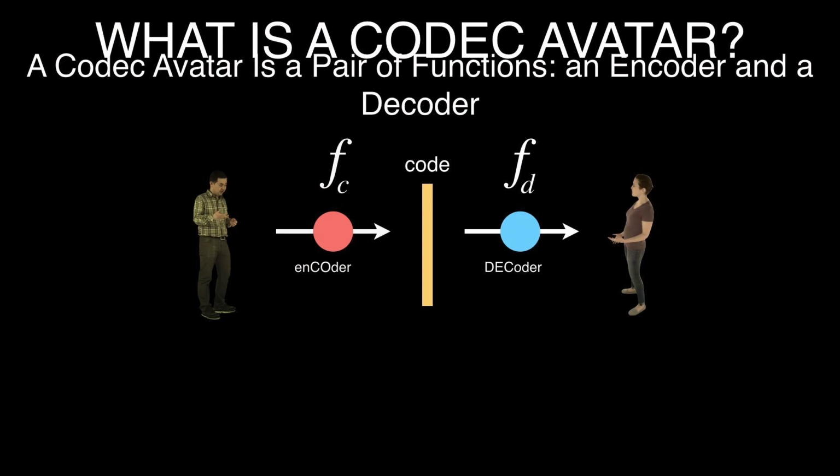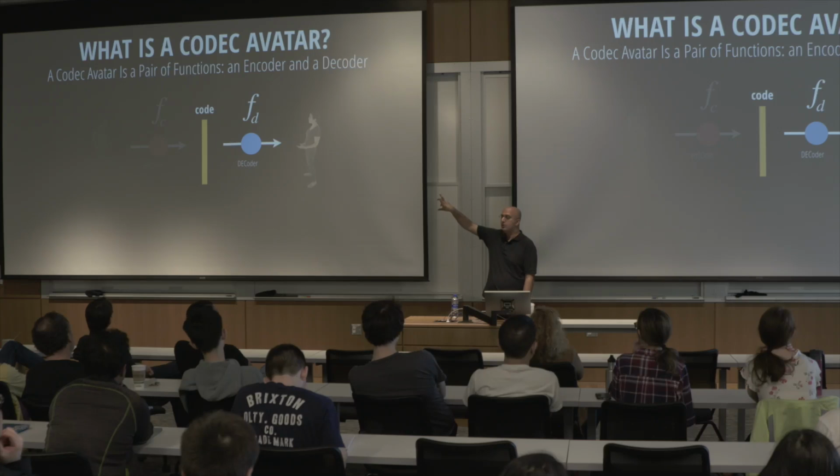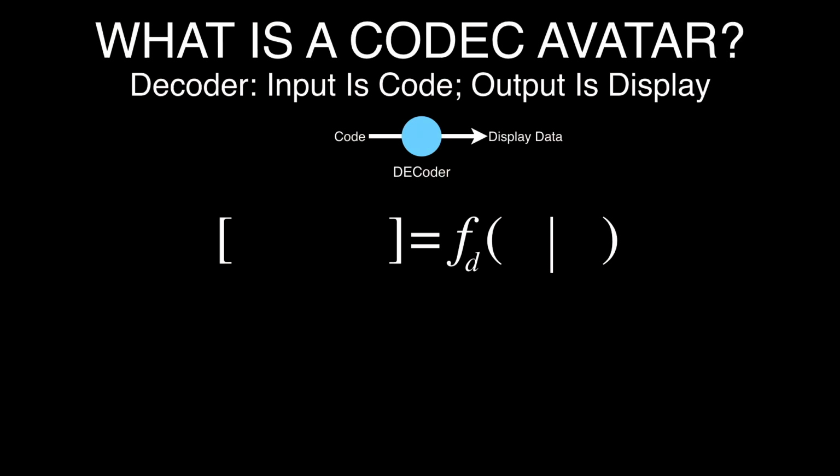So what is a codec avatar? A codec avatar is actually a pair of functions, FC and FD, an encoder and a decoder. And what we'll do is we'll walk through both of these to get a sense of what this creature is. So let's start with the decoder, something that takes a code. The code describes your state at a particular time instant, right? And it produces as an output something that a person inside VR or AR can actually see.